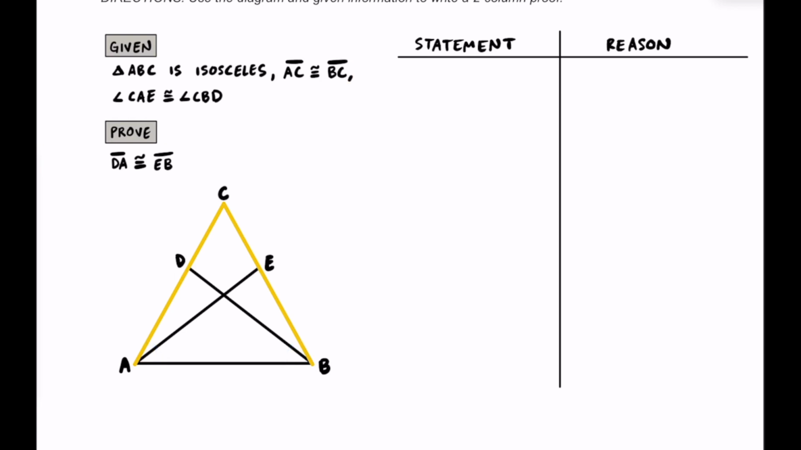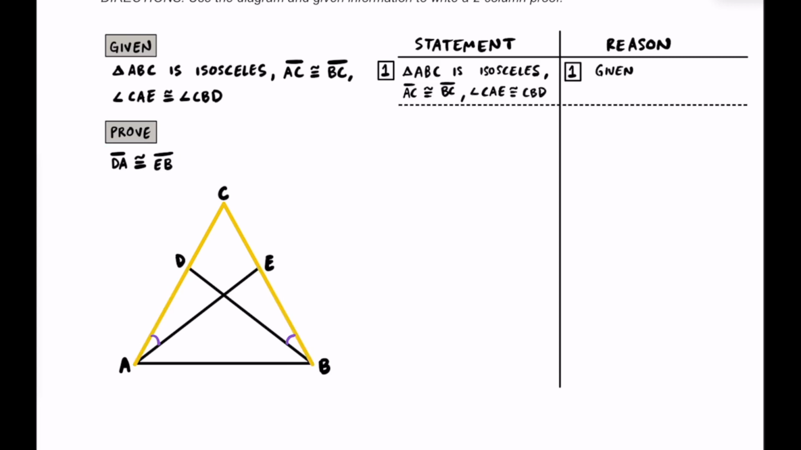to each other. The last piece of information that we're given is that angle CAE, which is this angle right here, is congruent to angle CBD, which is this angle right here. We're told that these two angles are congruent to each other, so let's go ahead and just mark those. Alright, now that we've gone over all the given information, let's see if we can use this information as well as other things we know about geometry to go ahead and prove that segment DA is congruent to segment EB. So we're trying to prove that this segment right here is congruent to this segment right here.